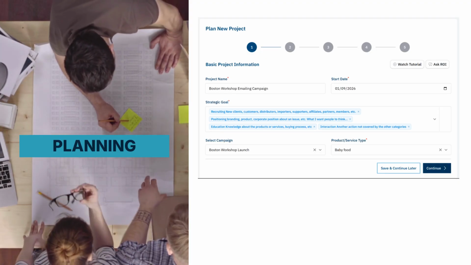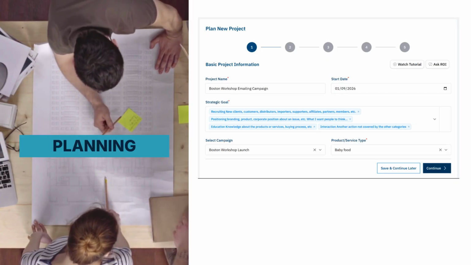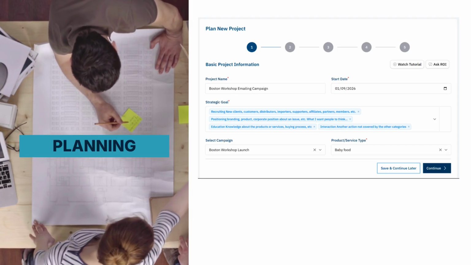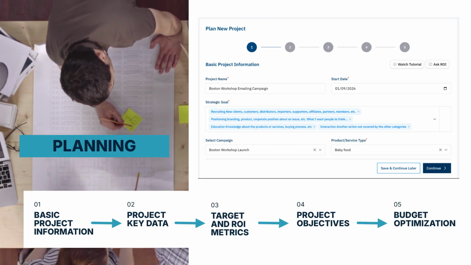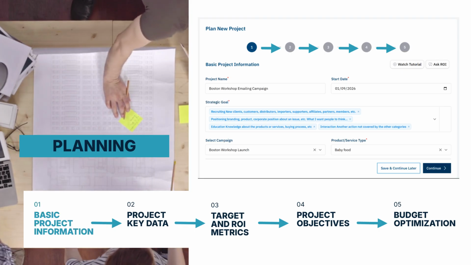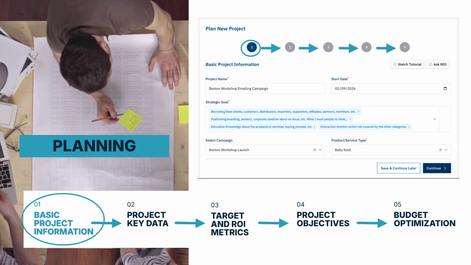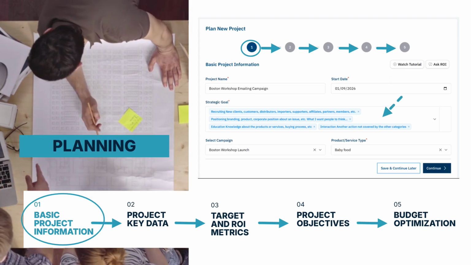As part of the planning phase, your first action is to create a project, the core unit of evaluation in Roy Monitor. This process is quick and straightforward, broken into just 5 simple steps. Step 1 is basic project information. Here's where you'll name your project, set the start date, and define its strategic goal.